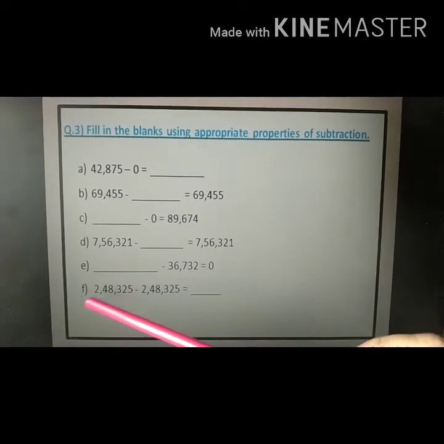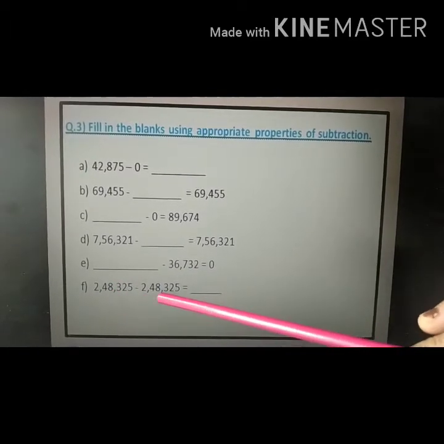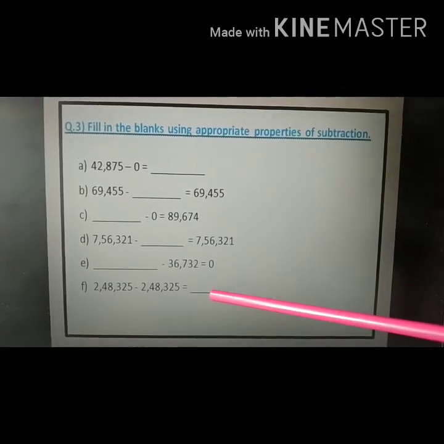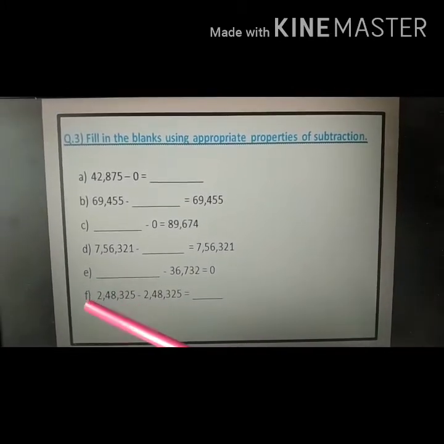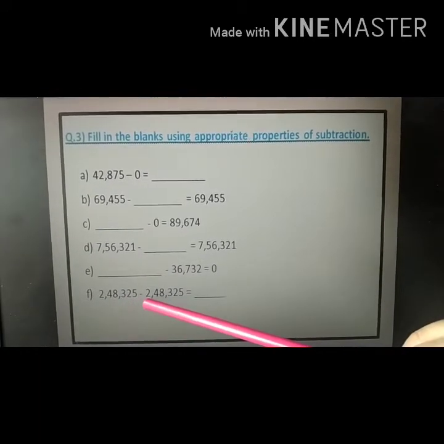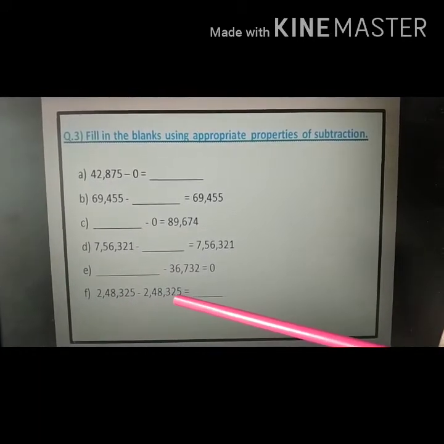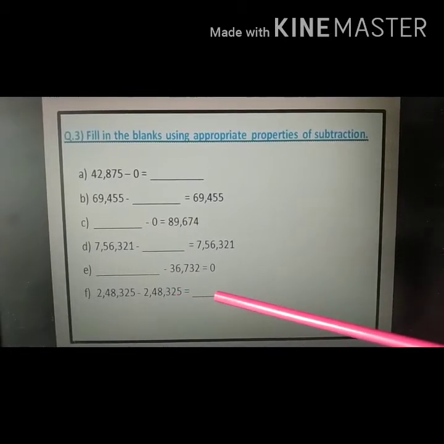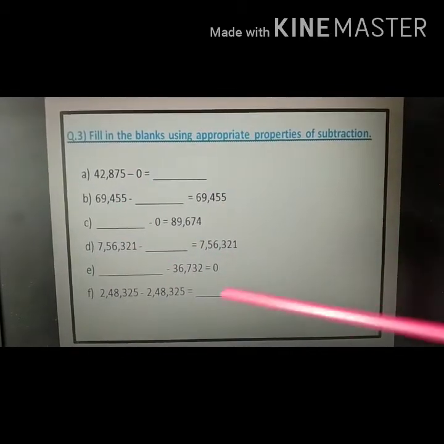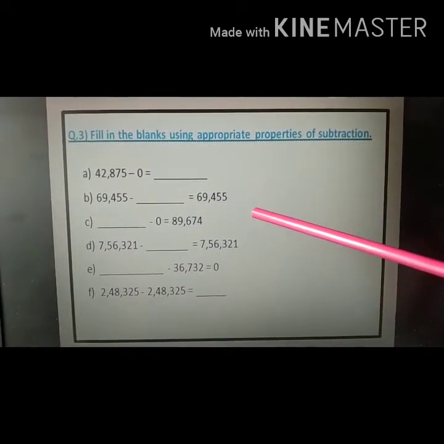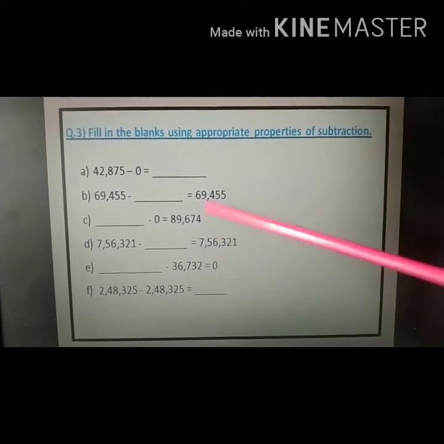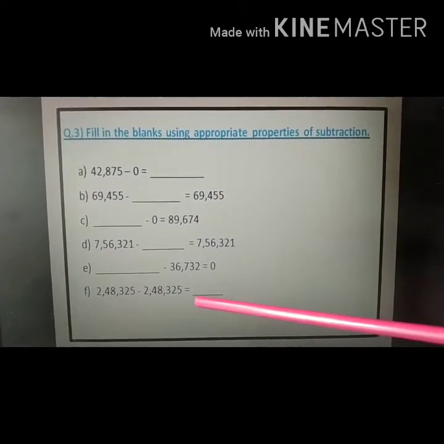Next, again in F part, two numbers are the same, and if we subtract the same numbers we get 0 as a difference. So we can say that 2,48,325 minus 2,48,325 is equal to 0. But make sure while doing the mathematics that you read the numbers aloud, so that you will be able to read the numbers. Okay?